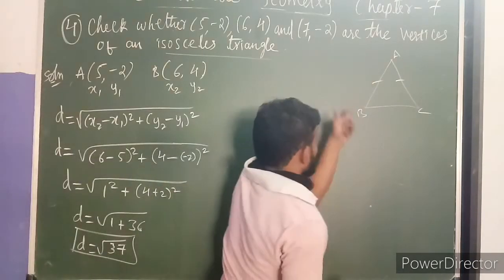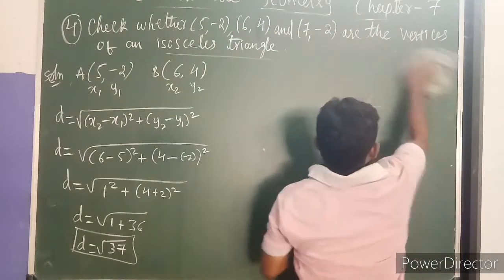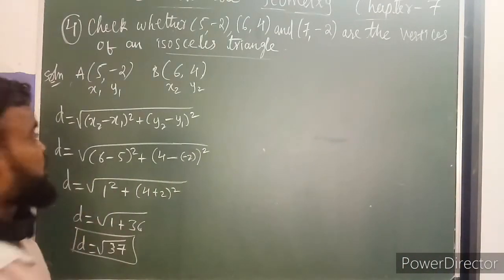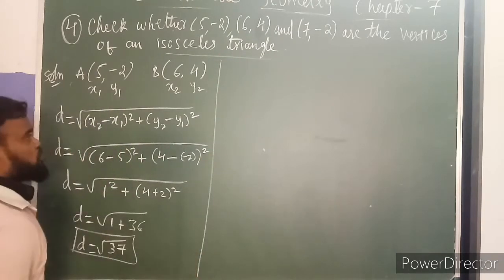We have to find AB, and BC, then CA. We have to check. Right? Now we have to find, this is the second part I am going to do.